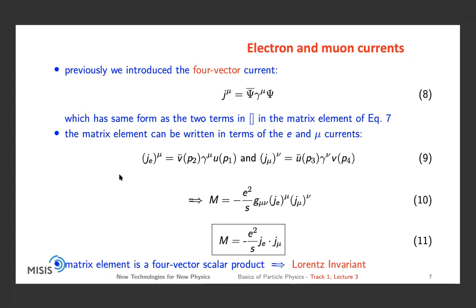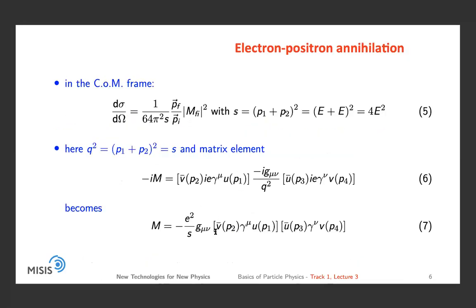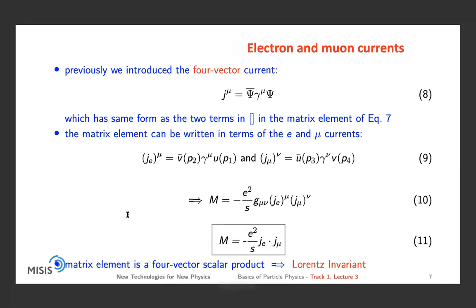If you remember, previously we introduced the 4-vector current, which looks like this. And you can see that it has the very same form as the two terms in the square bracket in the matrix element here. So the same form as this element. Therefore, the matrix element can be written in terms of electron and muon current.